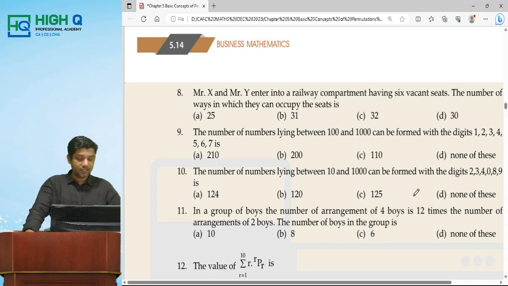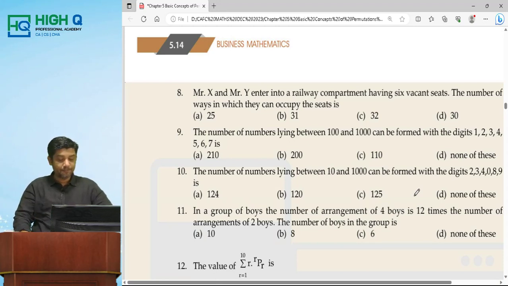I think 8th sum we completed, right? Oh, sorry. Mr. X and Mr. Y enter into a railway compartment having 6 vacant seats. The number of ways in which they can occupy the seats: 6P2, direct answer.